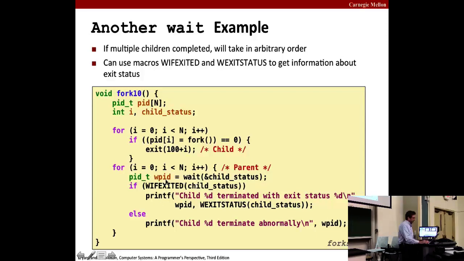Wait returns the process ID, and then a status, which is in this child status variable. And so we take that variable now, and we can use this WIFEXITED macro to determine if it terminated normally with an exit by calling exit. And if so, then we can check its exit status using the WEXITSTATUS macro. Otherwise, if WIFEXITED is false, then that means the child terminated for some other reason, not because it called exit.